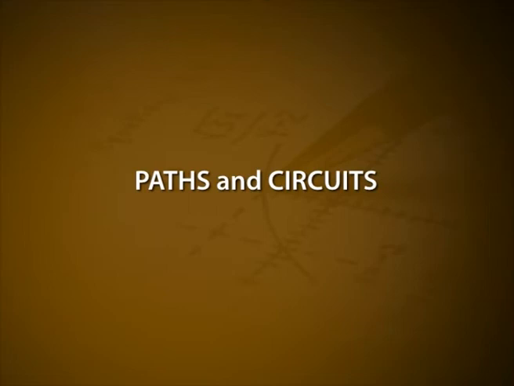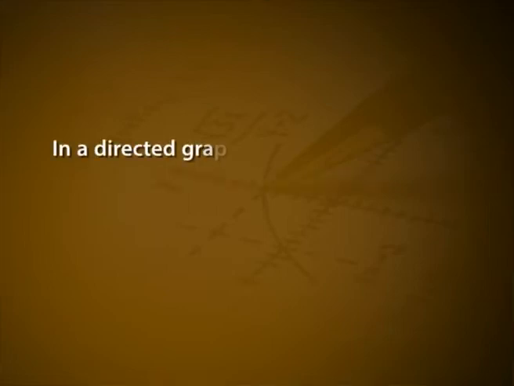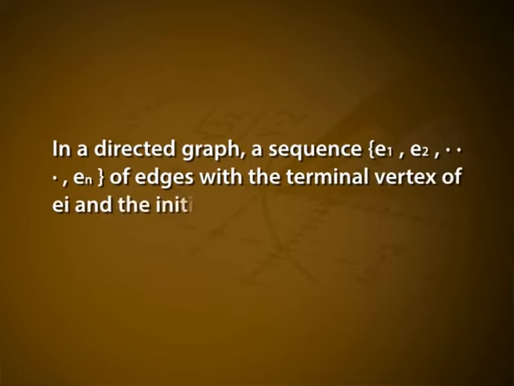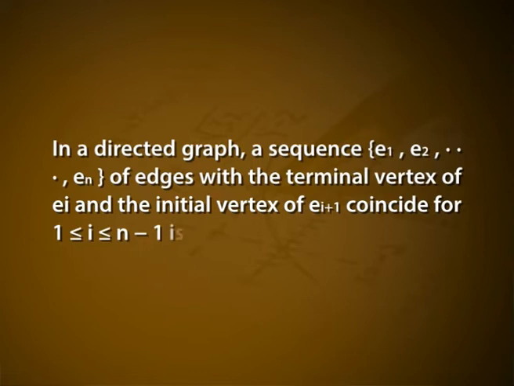Paths and circuits. In a directed graph, a sequence of edges e1, e2, etc., en, with the terminal vertex of ei and the initial vertex of ei+1 coinciding for 1 less than or equal to i less than or equal to n minus 1, is called a path. If none of the edges appear more than once, the path is said to be simple. If no vertex appears more than once, the path is said to be elementary.